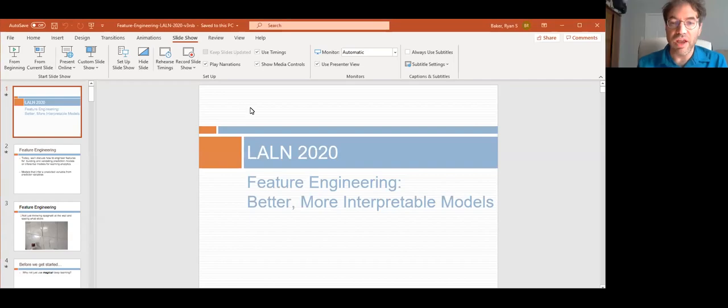So today I'm going to be talking about, with my colleague, Stefan Slater, feature engineering, better, more interpretable models.